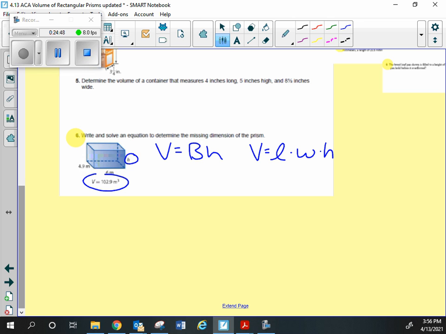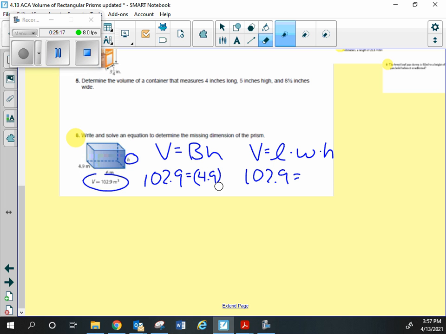Substitute, very good. Do I know B? Yes, I do in this case. It's 102.9. Again, pick the one that you want to do. I really don't care which one you choose. If I was finding the area of the base, if I was using this one, big B, do I have the dimensions of the base? Yes, I do. What would that be? 4.9 times 6.